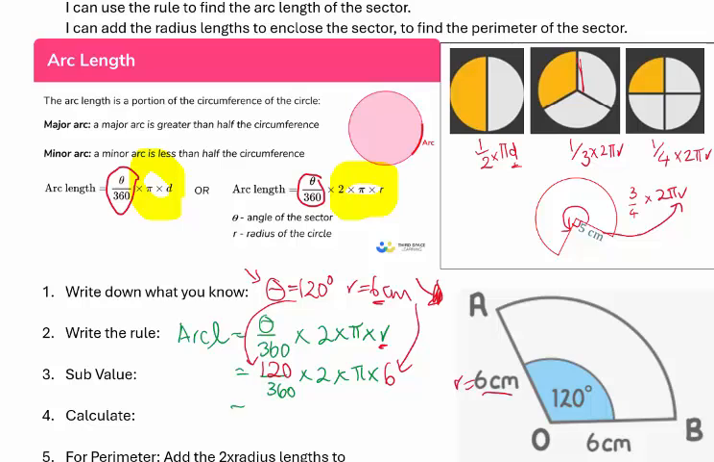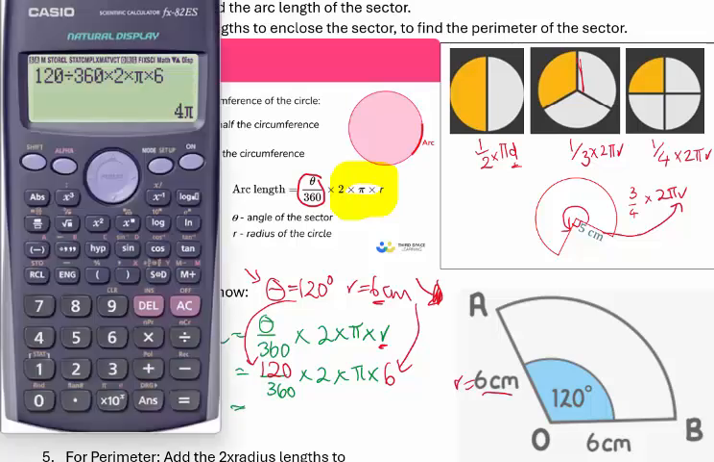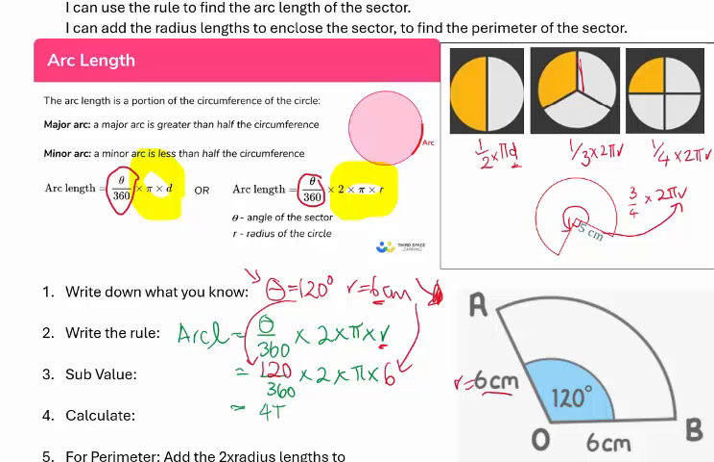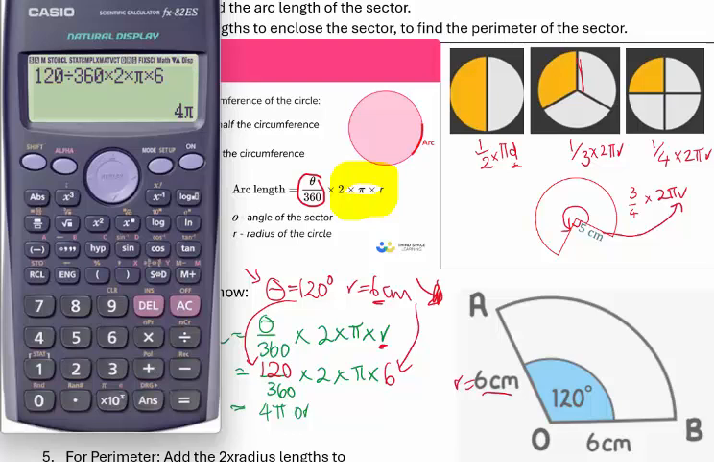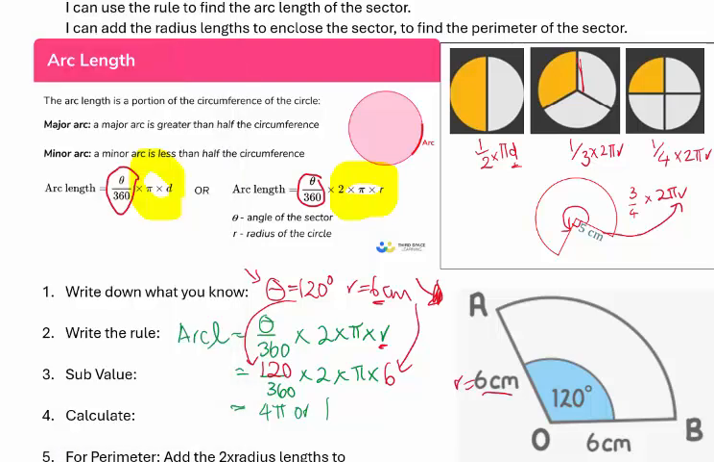Now you just put that in your calculator. You can put brackets if you want, it really doesn't matter. So 120 divided by 360 times 2 pi r is 4 pi. That's the exact value, or you can just press the calculator and get 12.56. Well, we'll go to one decimal place, so that will make it 12.6, because the 6 rounds up the 5. And don't forget your units, centimeters.